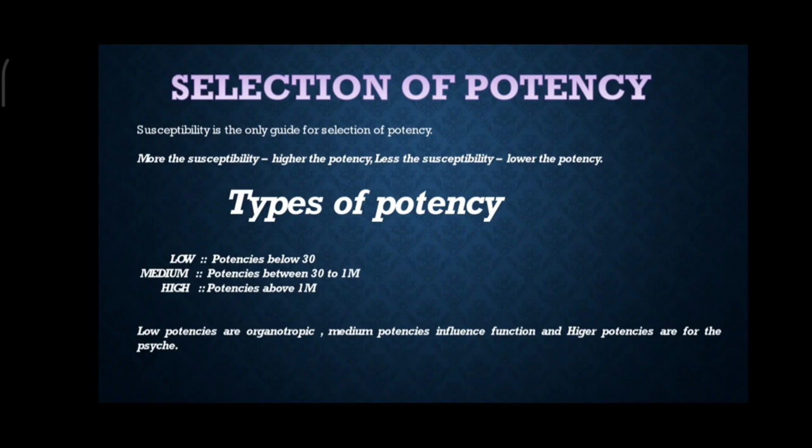Let's learn about types of potencies. We have three types: low potencies, medium potencies and high potencies. Potencies below 30 are low potencies, potencies between 30 and 1M are medium potencies, and potencies above 1M are considered high potencies. Low potencies are organotropic, that is, they are specific to a particular organ. Medium potencies influence the function and higher potencies are for the sick people.